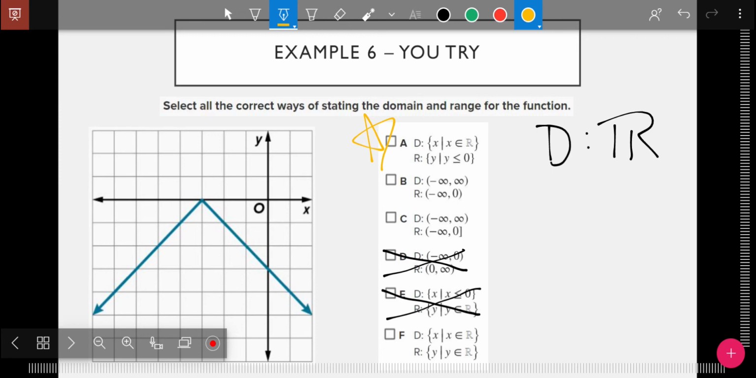Ooh, B and C look very, very similar. They're both all reals with the domain, and they look like they're the same with the range. Uh-oh, what's the difference? The difference is just around the 0. So which one's right? Is 0 included? It is included. And so this one is not good, but this one is all right. And then down here, range is not all reals. And so F cannot be the answer. So A and C are the right answers.